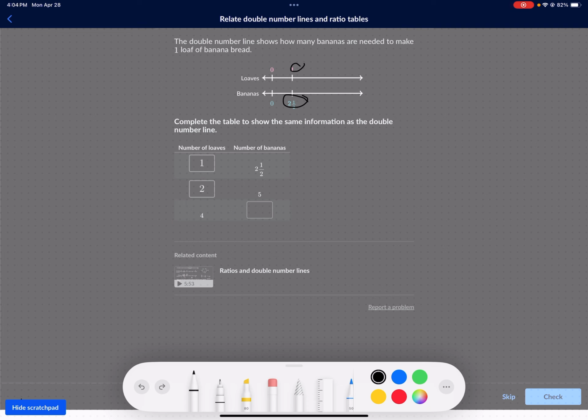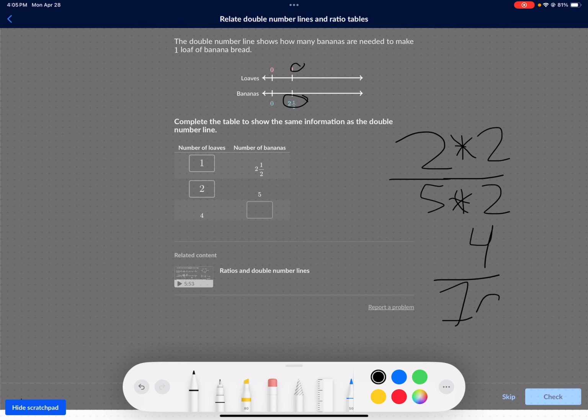So now that we have whole numbers, we can do our strategy. So we have 2 times what to get 4? 2. So now we do 5 times 2 no matter what. What is this equal to? 4 over 10. So that means that here it must be 10.